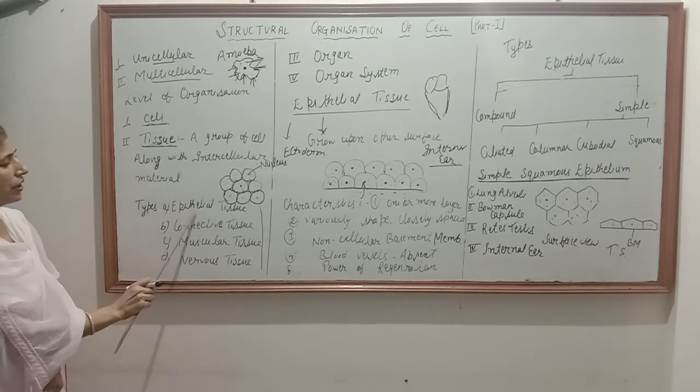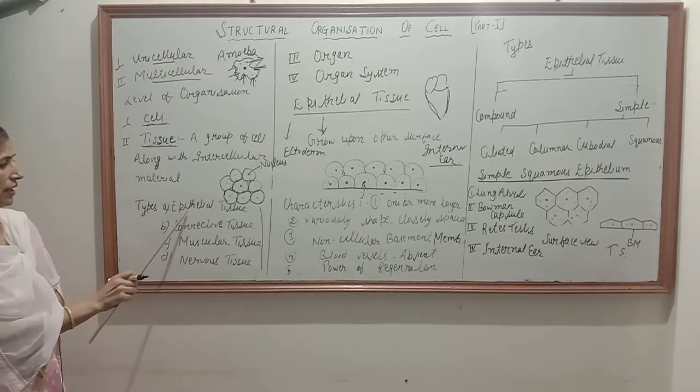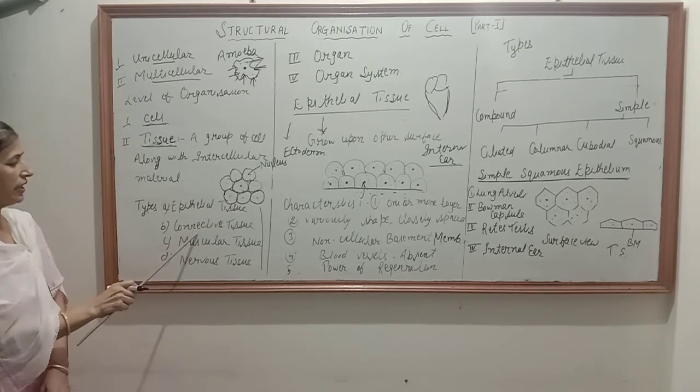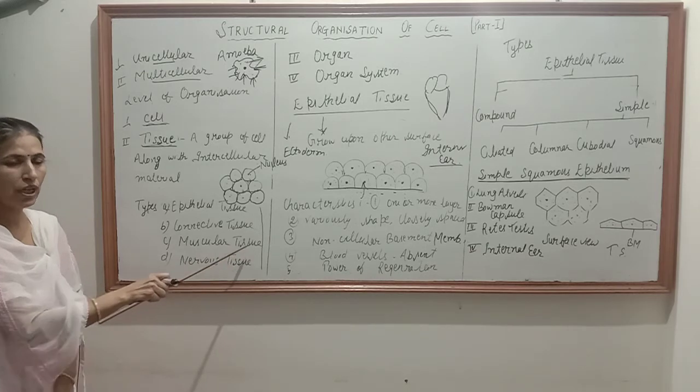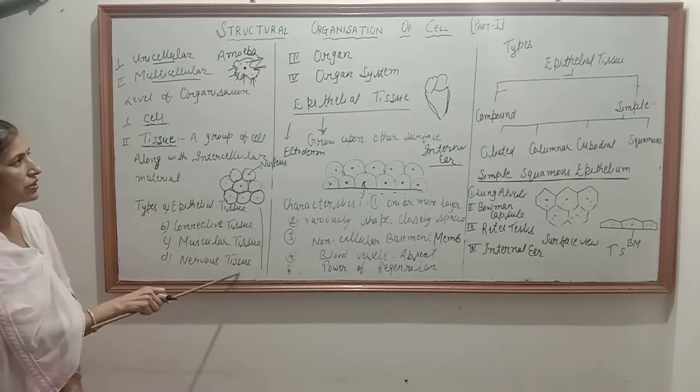There are four types of tissue. First, epithelial tissue. Second, connective tissue. Third, muscular tissue. And fourth is nervous tissue.